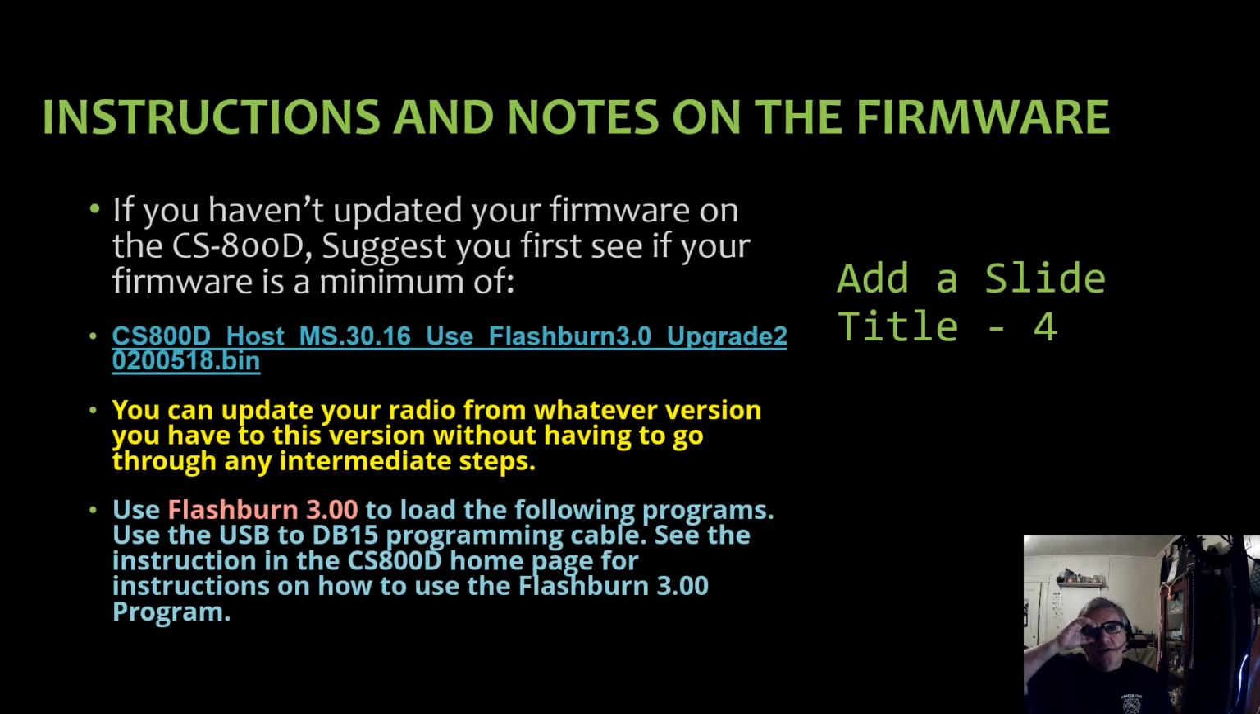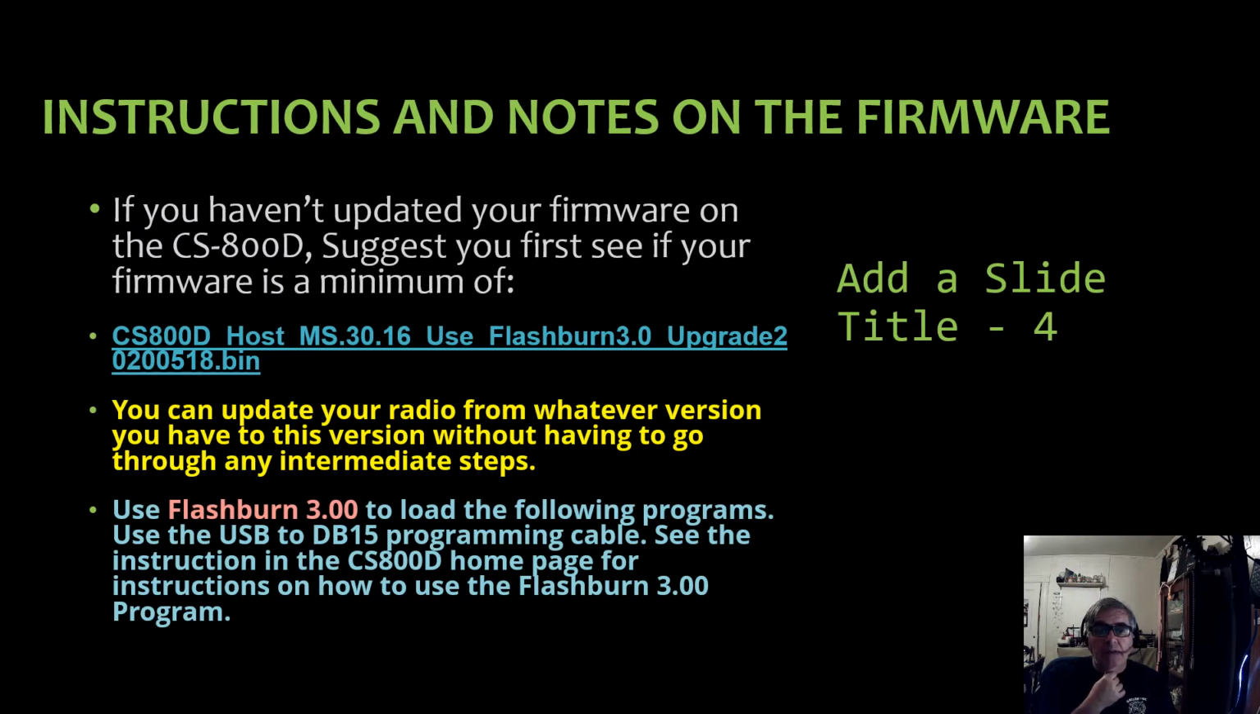So the instructions notes on the firmware. If you haven't updated your firmware on the CS800D, I suggest you first see if your firmware is a minimum of at least 30.16. If it isn't 30.16, download that first. That will just update everything before it. Okay, and then go ahead and download the latest one, which is a 36. You can update your radio from whatever version you have to this version without having to go through all the intermediate steps. In other words, I copy and paste that off their website.